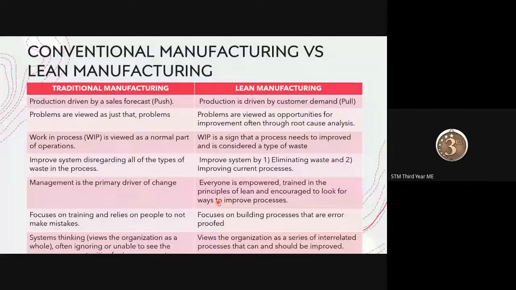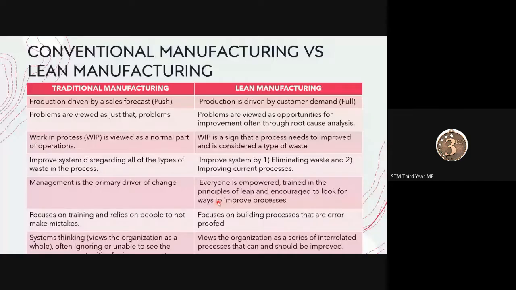Next, in traditional manufacturing, the management is the primary driver of change. The management decides what operations have to be carried out, how many products have to be produced, and what products have to be supplied to the market. These decisions are made by the management, the core power above the worker and supervisor. But in lean manufacturing, everyone is empowered, trained in the principles of lean, and encouraged to look for ways to improve the processes.